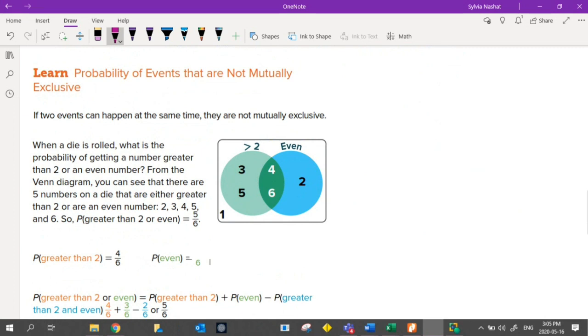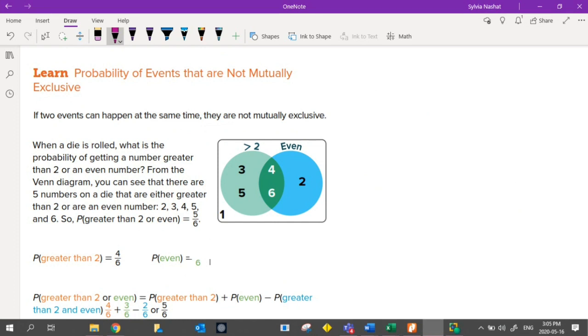The other type of probabilities of events is when they are not mutually exclusive. If two events can happen at the same time, they are not mutually exclusive, as we said before in the examples of the cards, the spade and queen, and the 7 and red.